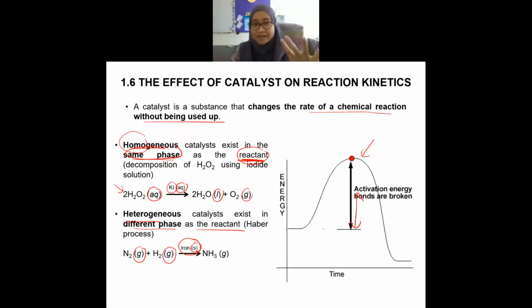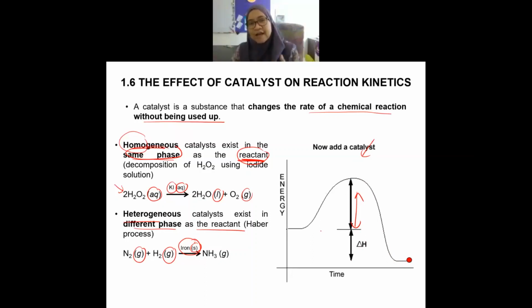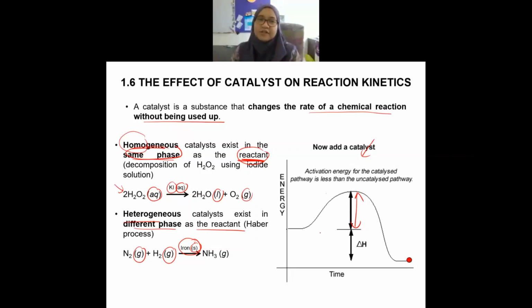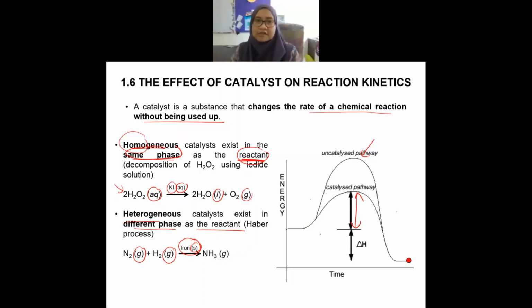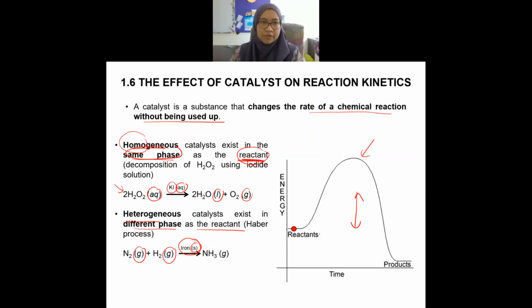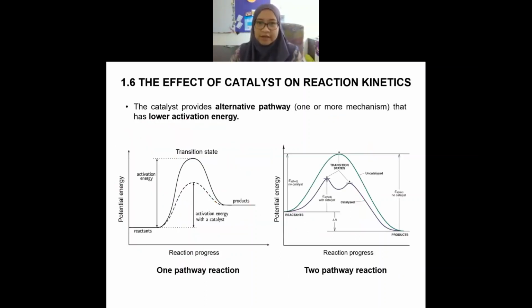When EA is reduced, more molecules will have sufficient energy to overcome the EA. The EA is lower now. What can lower the EA is the catalyst, catalyst only. Temperature or whatsoever cannot reduce the EA. Only catalyst has the ability to reduce the EA. Okay, alright. So this is how it looks like.